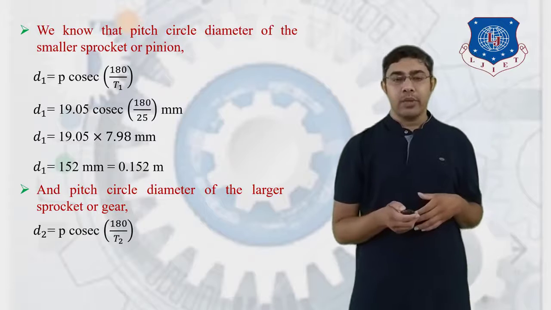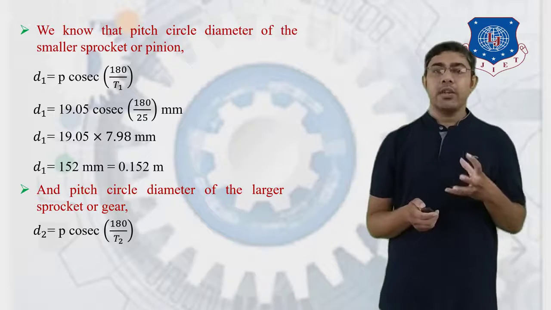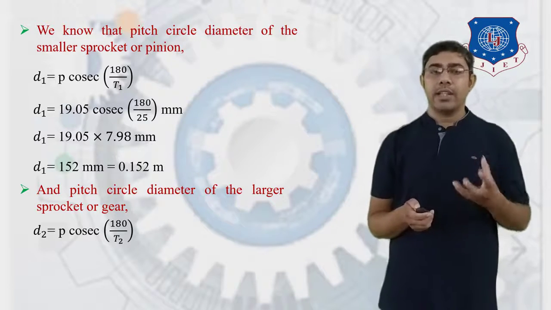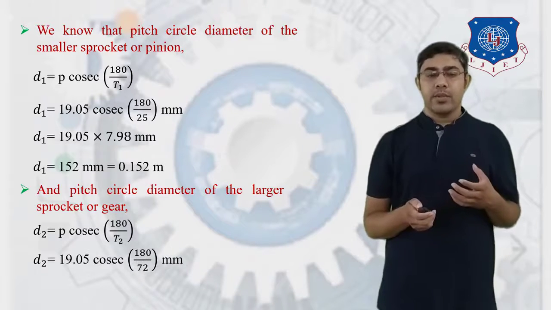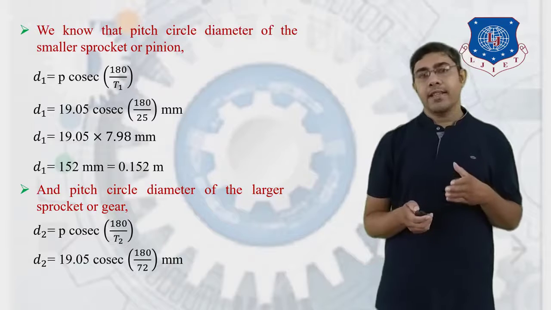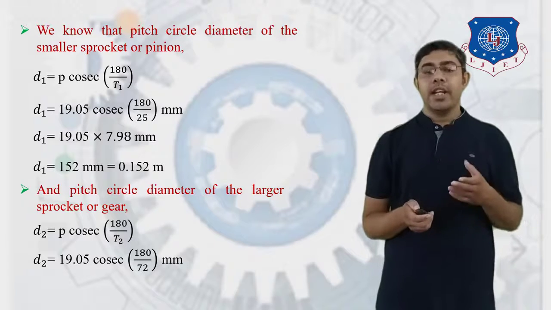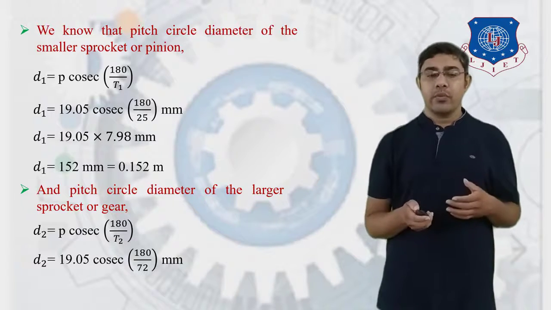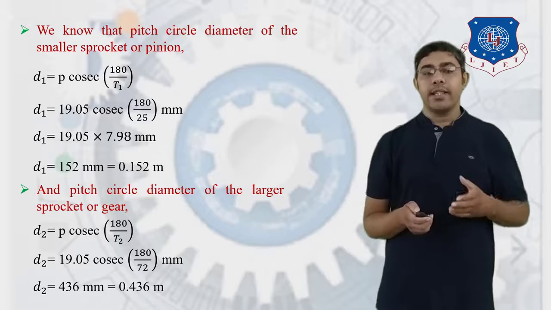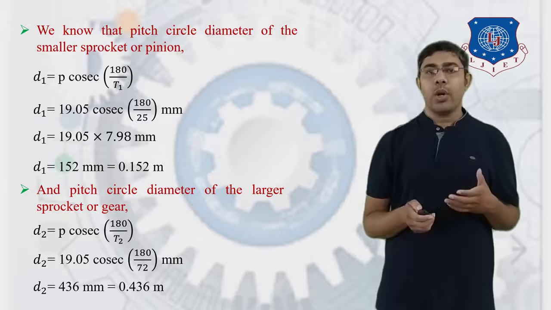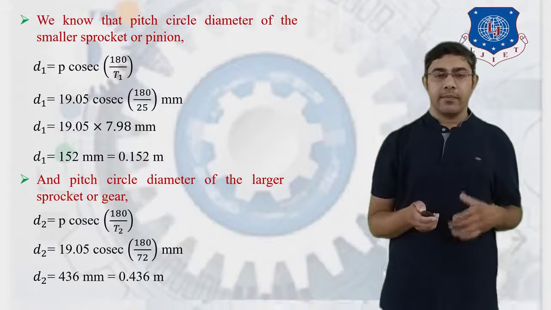In the same way, the pitch circle diameter of the larger sprocket or gear, D2, is equal to P cosec 180 divided by T2. Here T2 is the number of teeth on the larger sprocket or gear, and P is the pitch. So we place P as 19.05 and T2 as 72, and we get the diameter D2 equal to 436 mm, or you can say 0.436 meter.